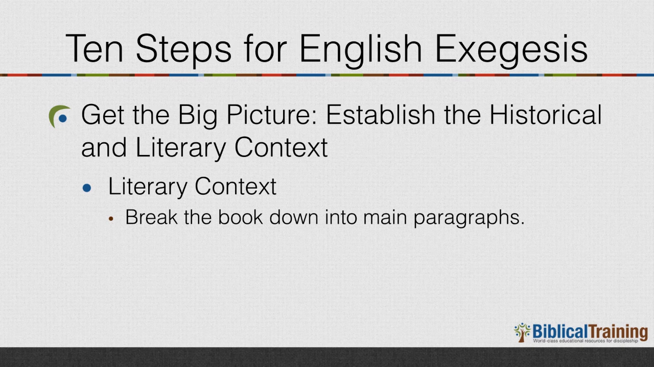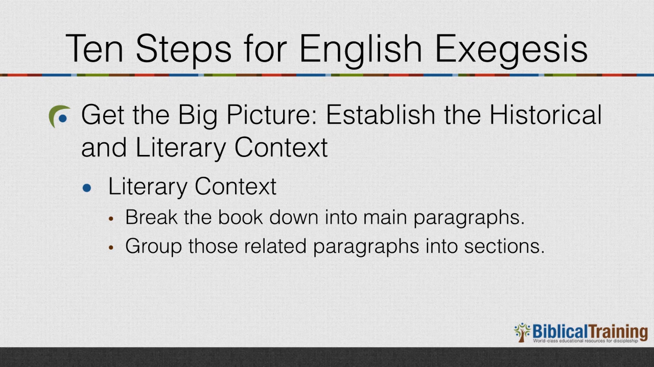The second step then is to group those related paragraphs into sections. Maybe the first 5 paragraphs of a book have one theme, the second 5 paragraphs have another theme, the third 5 paragraphs or 7 paragraphs have another theme. Group those into a larger section and summarize what those paragraphs relate to. Summarize the theme of those paragraphs.